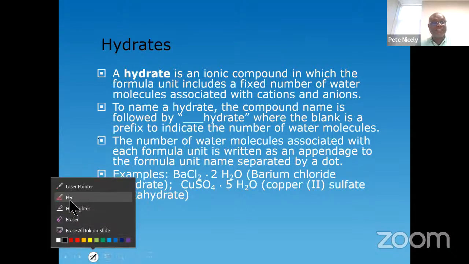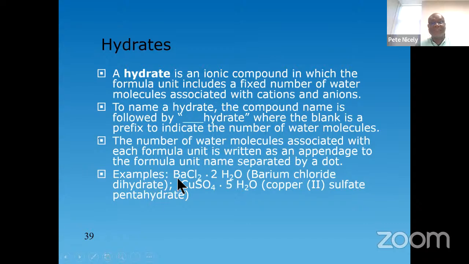So in the case of the first example, we have this hydrate here, BaCl2, then you have a dot, and then you have 2H2O, right? So the name of this compound would be barium chloride, which is the first part here. And then now to indicate the number of water molecules, we have to use a prefix di for 2, and then we end with hydrate. So the name of this compound is barium chloride dihydrate, all right?